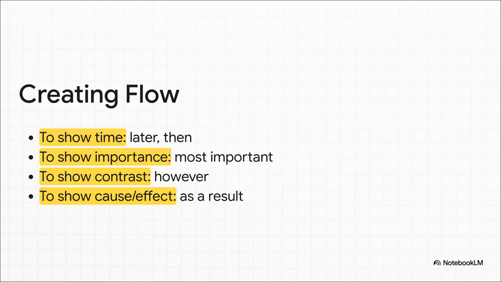Now, a house with a bunch of rooms that don't connect isn't a house. It's just a weird collection of boxes. You need hallways. You need doorways. In writing, we call this coherence. And you build these hallways with transition words. Words like however, furthermore, or as a result are the connectors that guide your reader logically and smoothly from one room, one idea, to the very next.